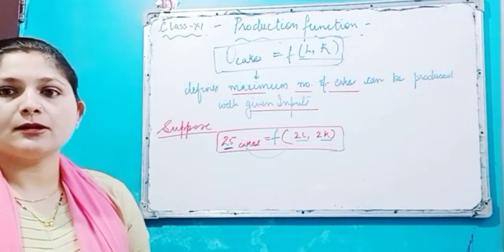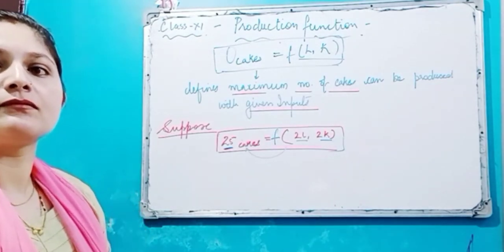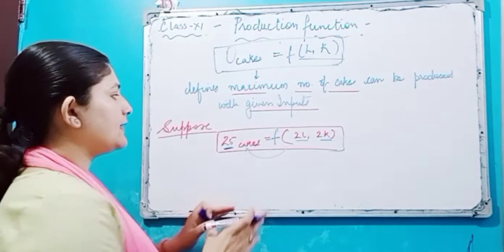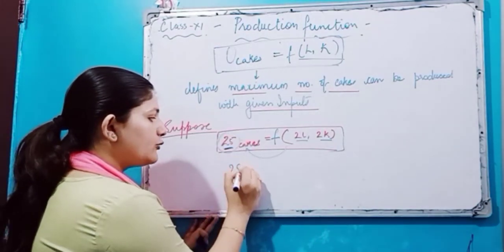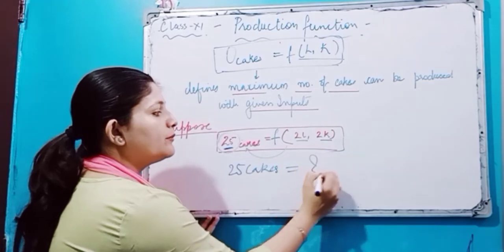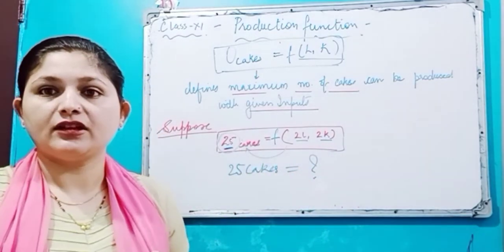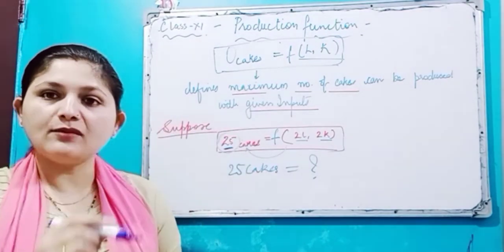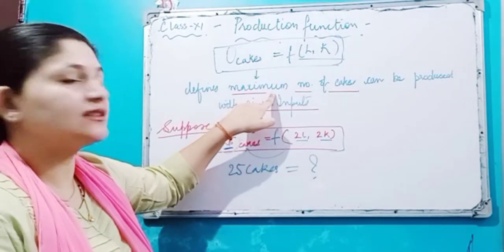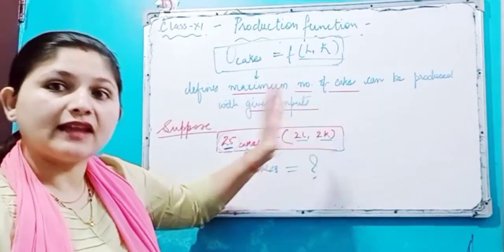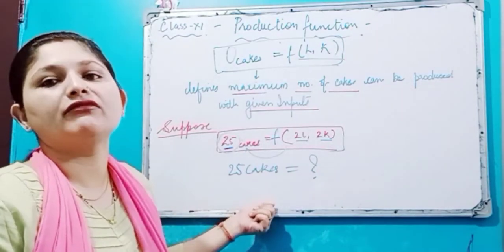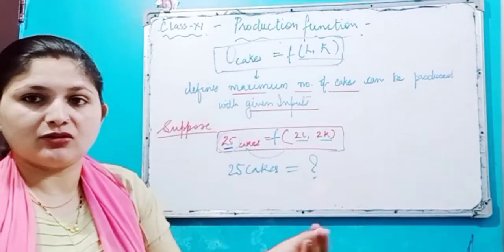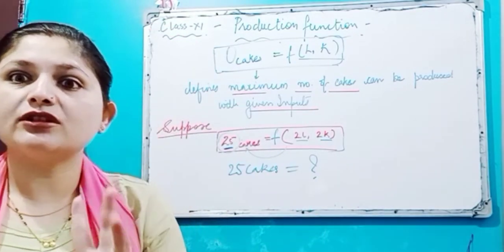Now, the second thing this equation can give us is that if we are asked to make 25 cakes, what should be the amount of inputs. ठीक है, ये equation दो चीज करेगा. First thing it is going to do is help us know what could be the maximum output if this is the given input. Second thing, if I am asked to make 25 cakes, what must be the minimum input requirement. Okay, this equation helps the producer in these two ways.